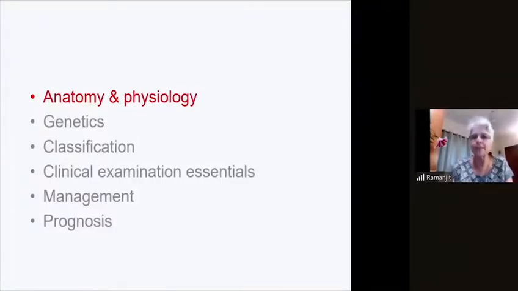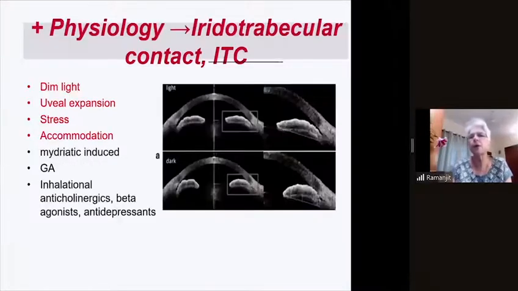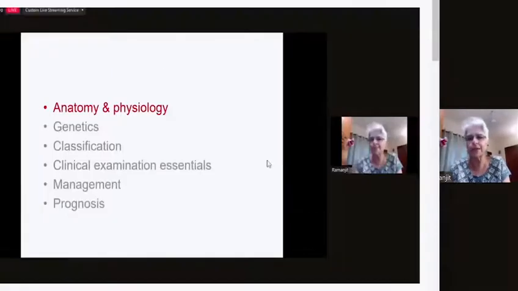It's the anatomy and the physiology. I think anatomy everybody understands, it's a small eye. But what is more relevant is that this seems to be actually inherited. So in families, you'll find almost 50% of the immediate family members will have similarly small eyes. So this is one way in which we can catch it early. What we do know is that there is an additional physiological element to this which causes the iridotrabecular contact.